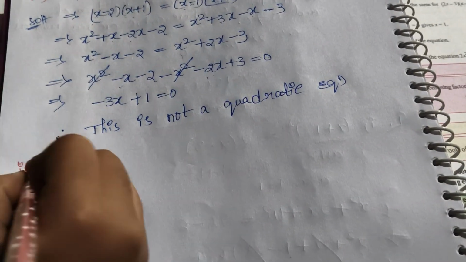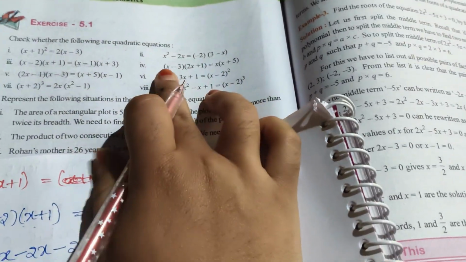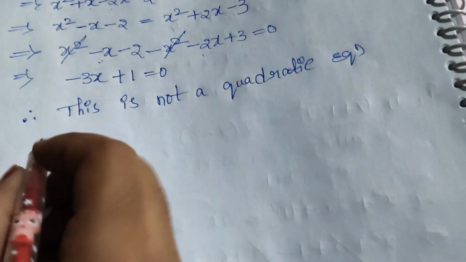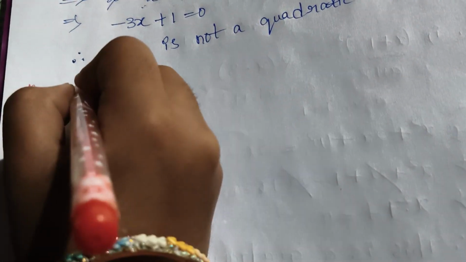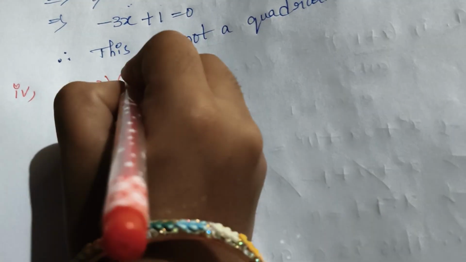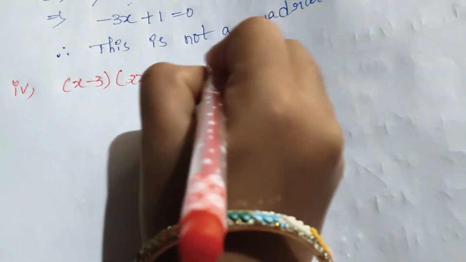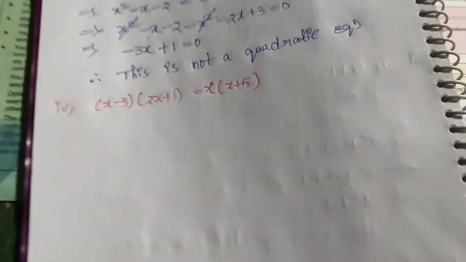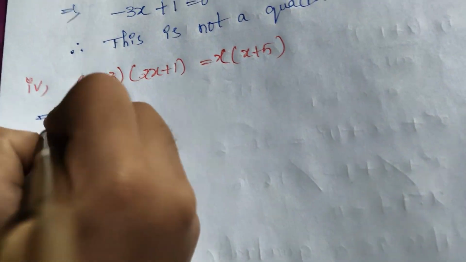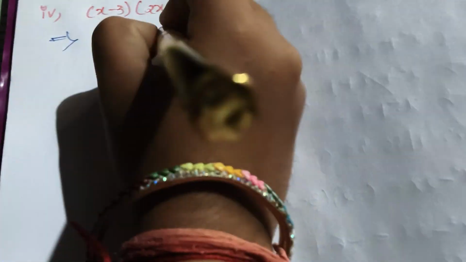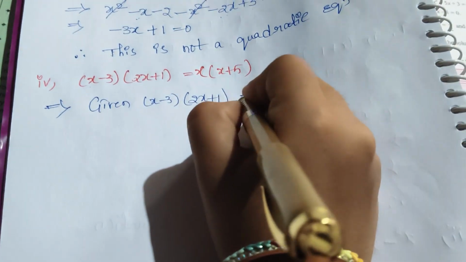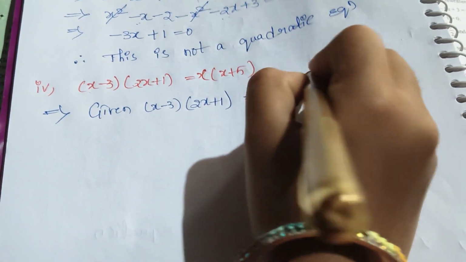Next, the fourth one. If we observe the fourth one, what is there? x minus 3 into 2x plus 1 is equal to x into x plus 5. First, write down the question. x minus 3 into 2x plus 1 is equal to x into x plus 5. Now we have to solve this problem. First write down what is given. Given: x minus 3 into 2x plus 1 is equal to x into x plus 5.